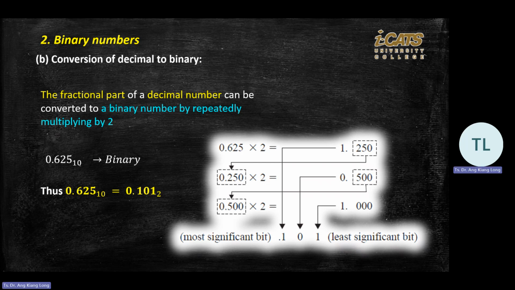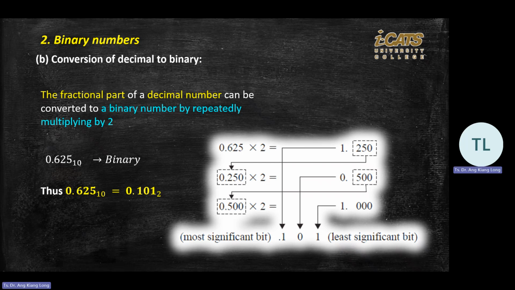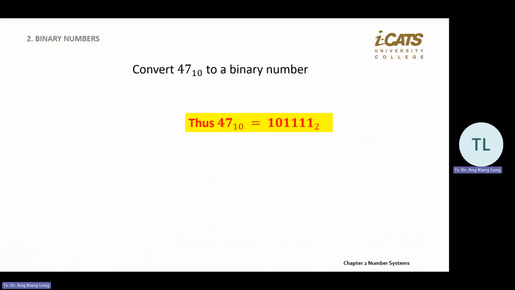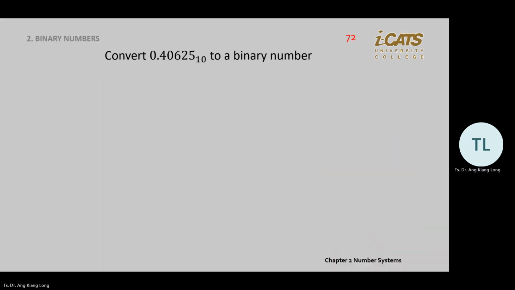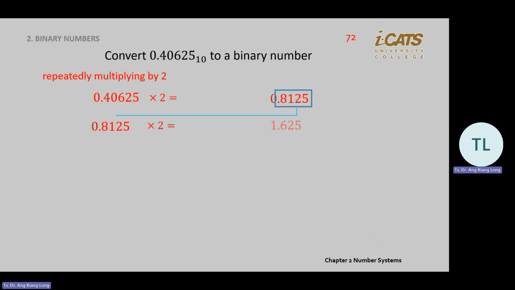Okay, so if you get a full number, you want to convert to binary, you divide by 2. If you get point something, you multiply by 2. So this is 0 something. What happens if you have a positive number and a decimal place behind? You need to do these 2 steps. Okay, I'll show you. You understand already how to get this one, right? Okay, so this one also you understand.